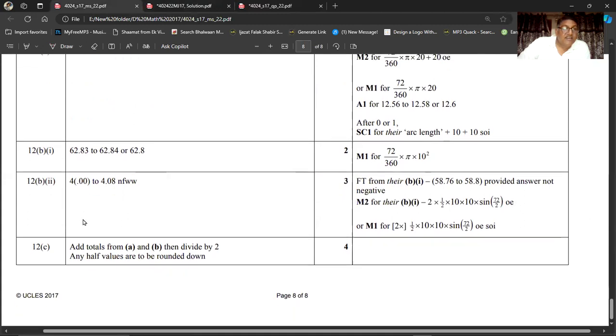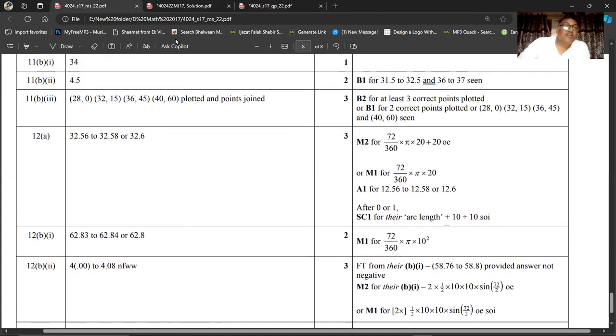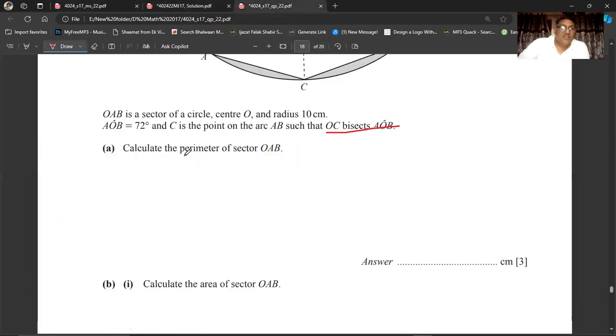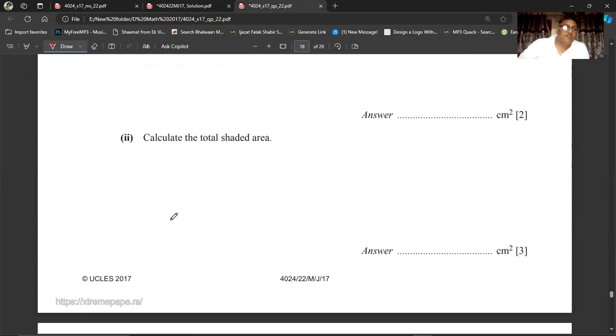62.83 is the right answer, sir. This is how we have done that, easy peasy. Okay, so now we are going to question number 12B, second part.